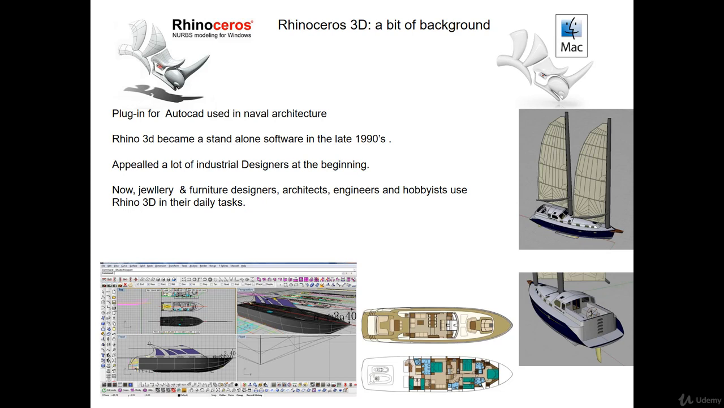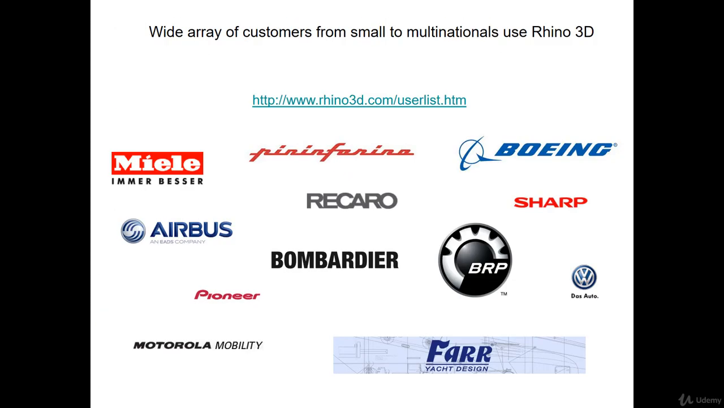So towards the beginning of 2000, industrial designers got interested, and now you've got people from jewelry, furniture design, architects, engineers, and hobbyists who are all interested in using Rhino nowadays. So it's an extremely popular software around the world. It's not just for naval architecture, it's for industrial designers, architects, and so on. Okay, so if you're interested in the world of design, of making things, you might want to stick around and see how it can really help you.